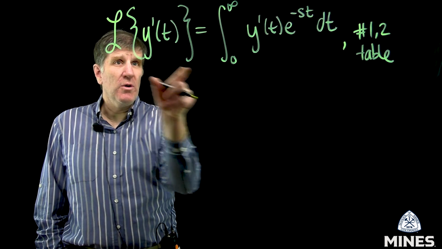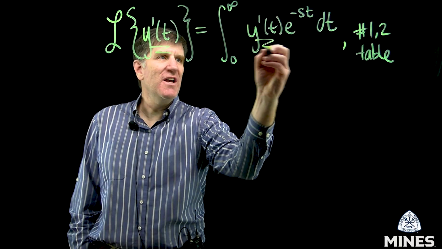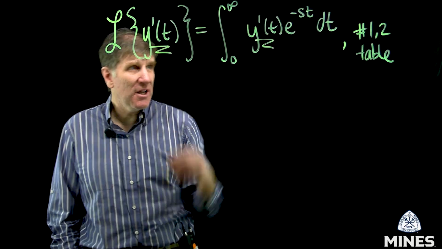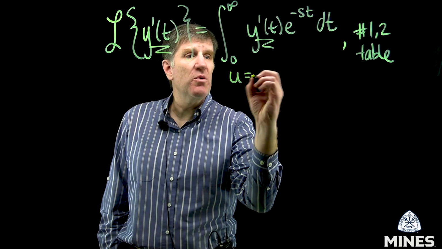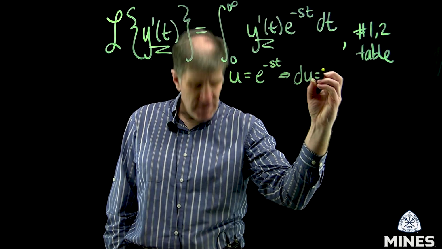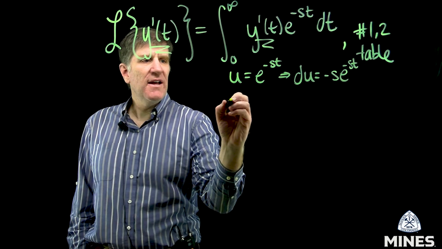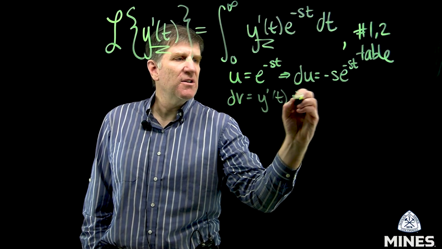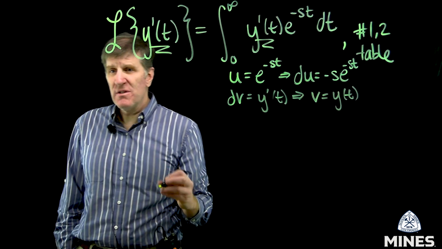The Laplace transform of whatever's in here is defined in this way, right? Whatever's in here goes here, and it's an integral. So the Laplace transform is defined as an integral. This particular integral, we're going to need integration by parts for this. So we'll have u equals e to the minus st, which means du is negative s e to the minus st. And that leaves us with a dv in there, which is y prime of t. And the antiderivative of that, v, is just y of t.